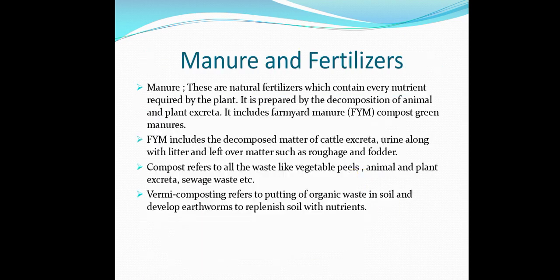And next, manure and fertilizers. Manure is a natural fertilizer which contains every nutrient required by the plant. It is prepared by the decomposition of animal and plant excreta. It includes farmyard manure, compost and green manures. Farmyard manure includes the decomposed matter of cattle excreta, urine, and left-over fodder.